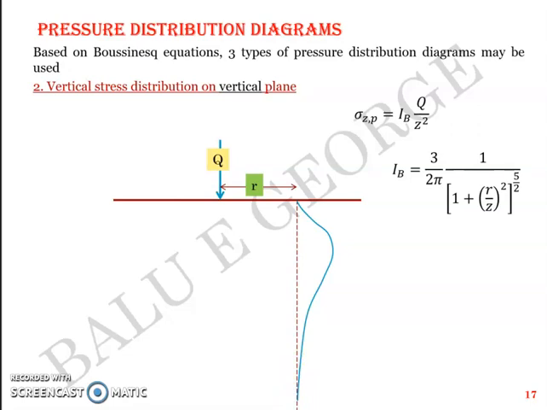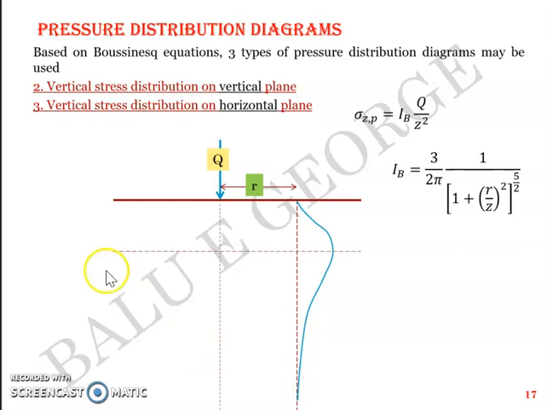Now likewise, you can have a vertical stress distribution on a horizontal plane as well, which means I can draw a horizontal plane there marked in dotted line. So I can have the same vertical distribution on a horizontal plane. It looks like this, quite similar to the bell-shaped curve, with the maximum value of the crest just beneath the load Q. So these are two different stress distribution or pressure distribution diagrams other than an isobar.